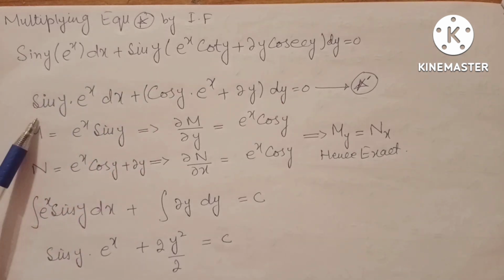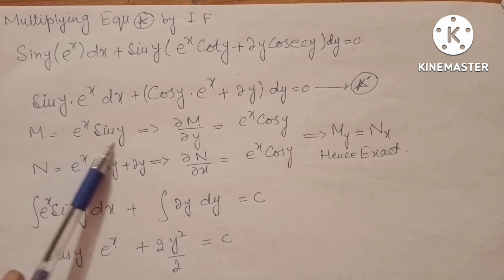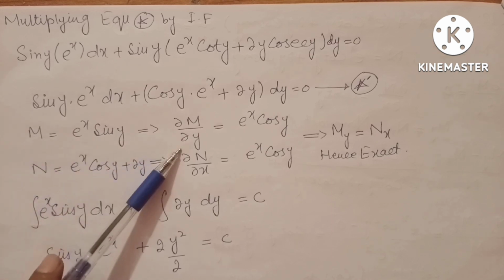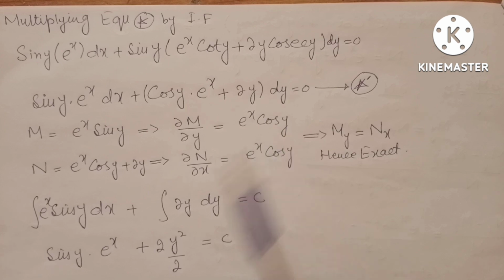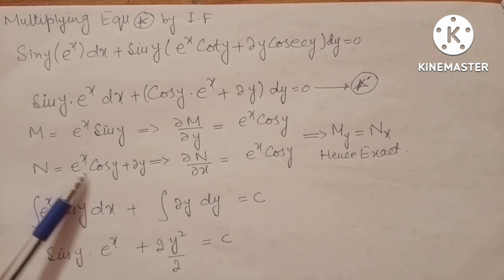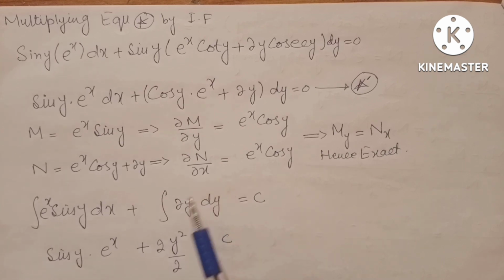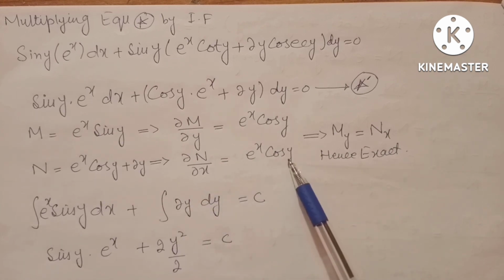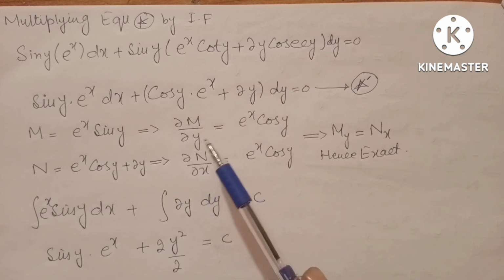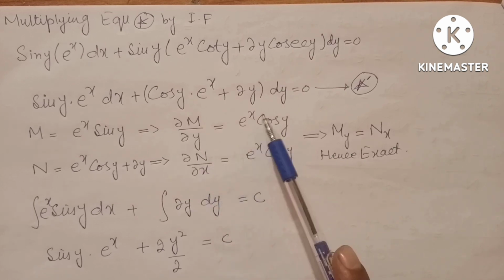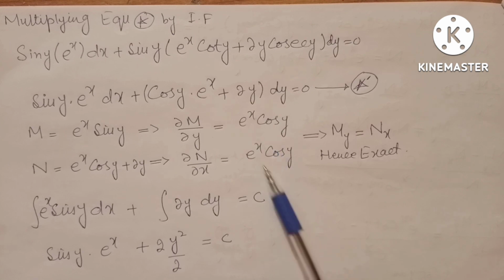This is M, e^x sin y. We will find ∂M/∂y, which is e^x cos y, and N is e^x cos y plus 2y. After differentiating N partially with respect to x, we get e^x cos y. So ∂M/∂y is equal to ∂N/∂x. The equation is exact, so we will apply the method of exact equation to find the general solution.